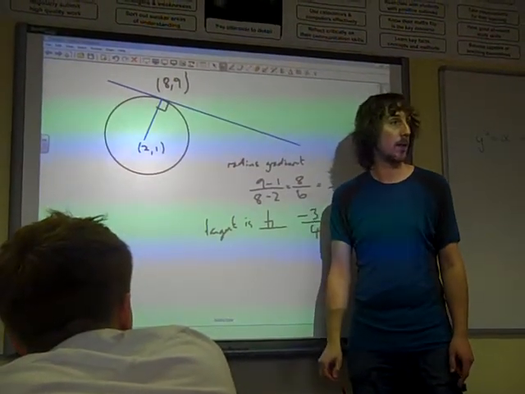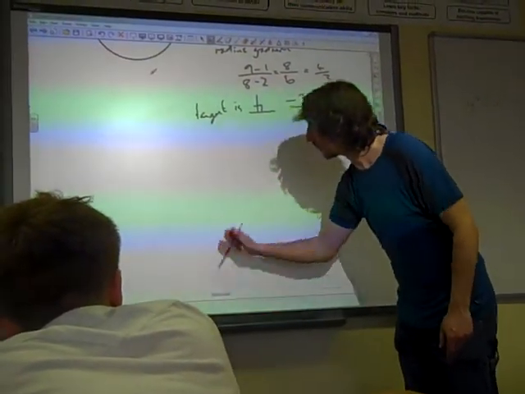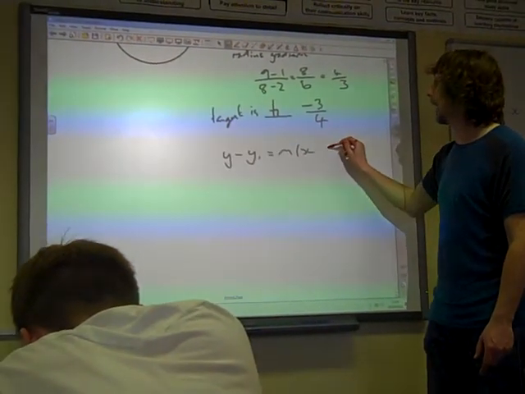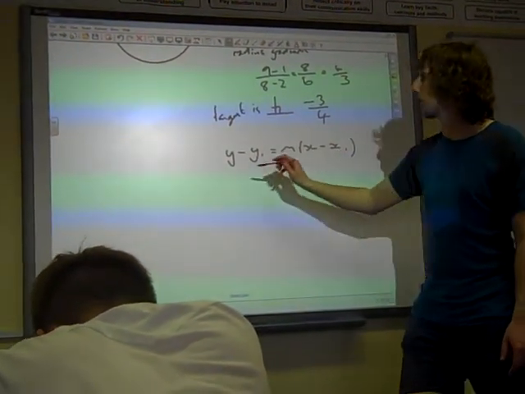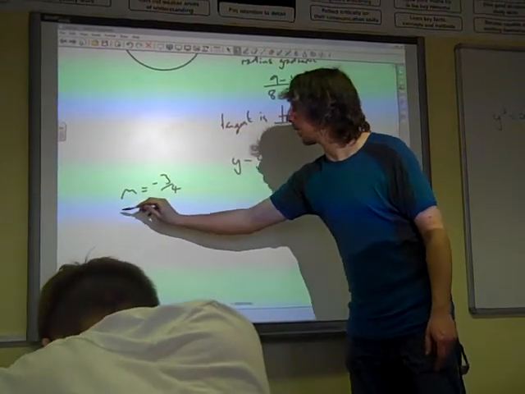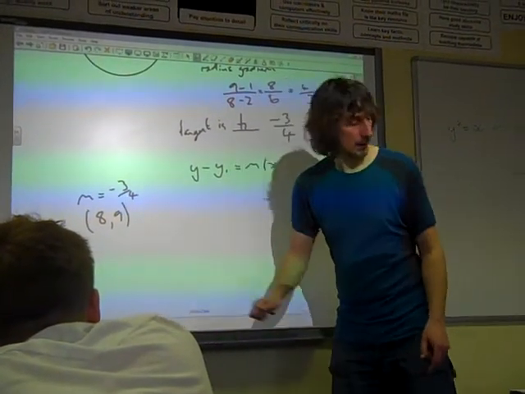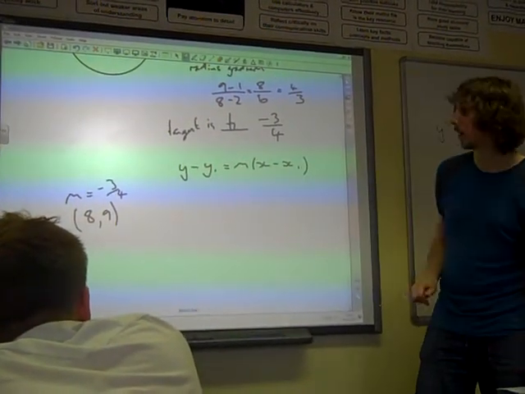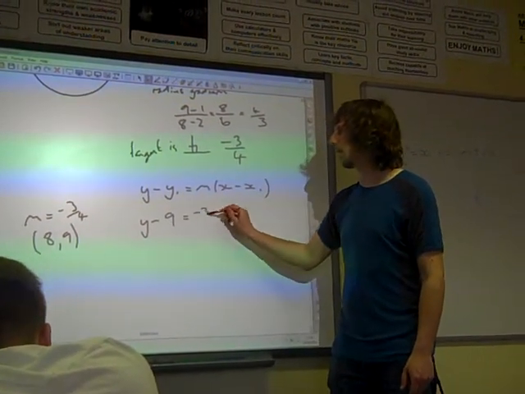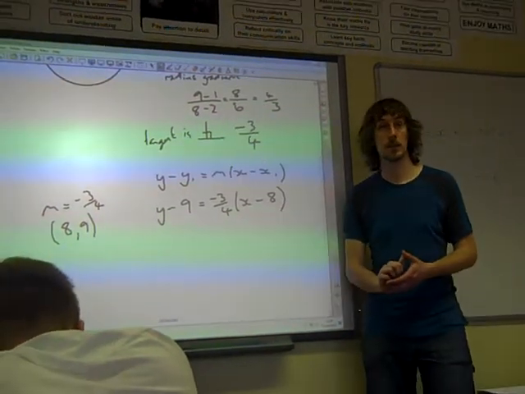8, 9. I said we'd come back to this, we wrote this down earlier. We're going to use y minus y1 is m times x minus x1. We've got m is minus 3/4. We've got our point is the point 8, 9. And so y minus 9 is minus 3/4 of x minus 8.